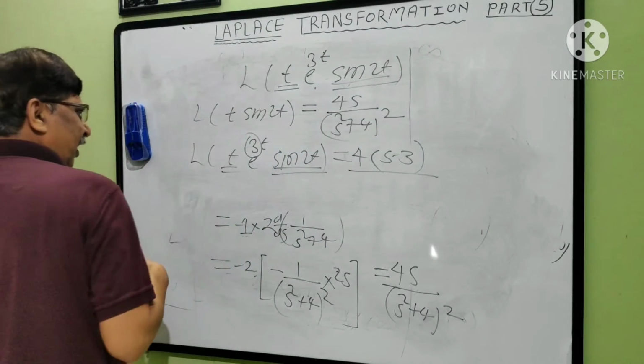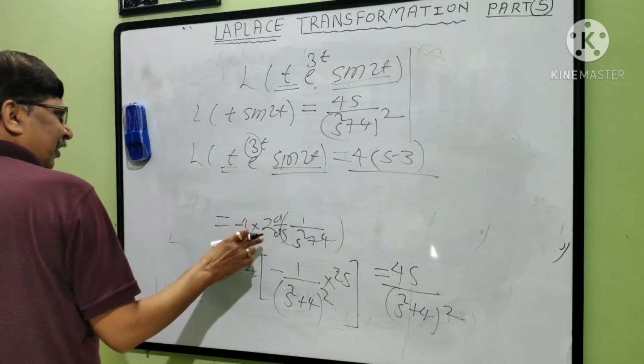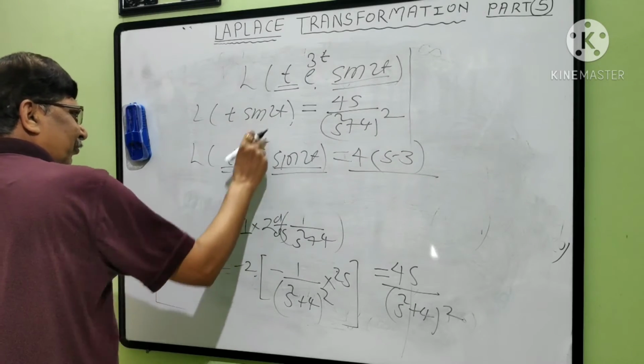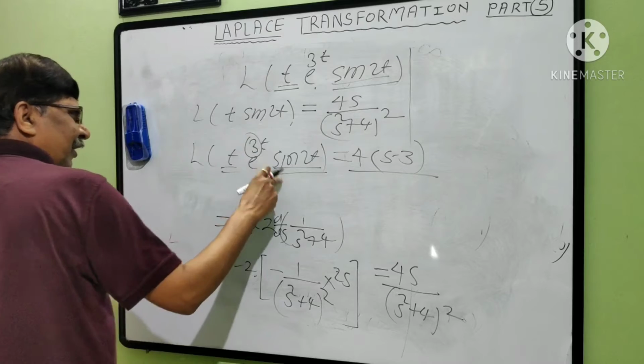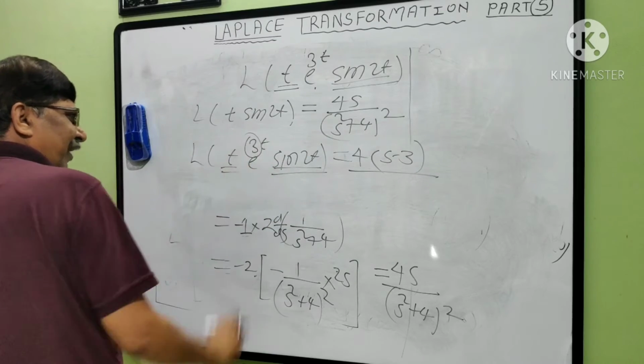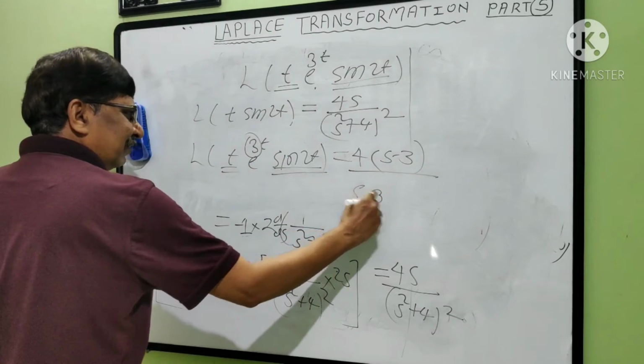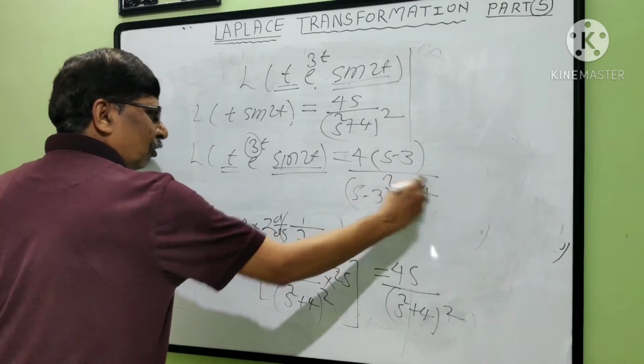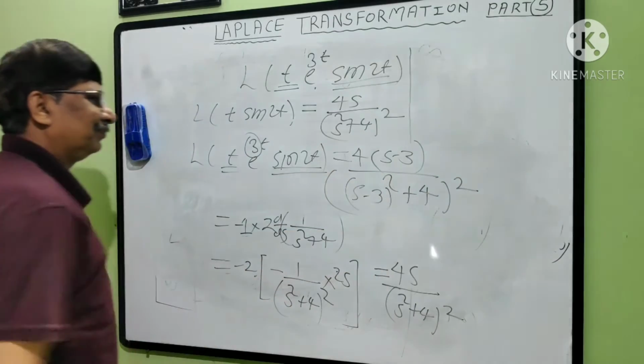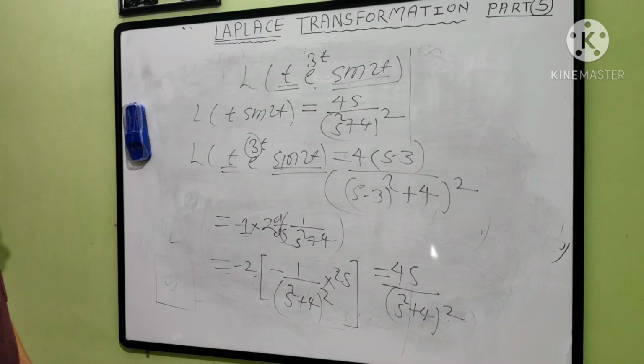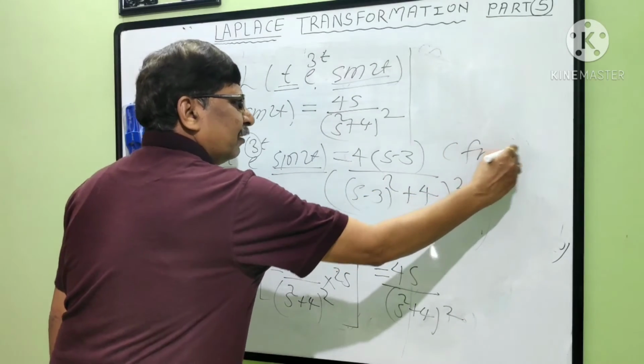Why? Because we are finding the Laplace transformation of this into e raised to 3t by first shift theorem. Replace s by s minus a, that is s minus 3. Here again it is s minus 3 whole square plus 4 whole square. What we have done here, actually, is that we have used the first shift theorem.